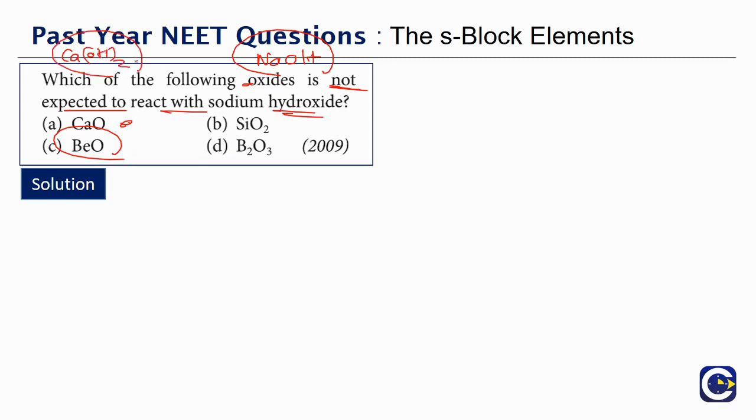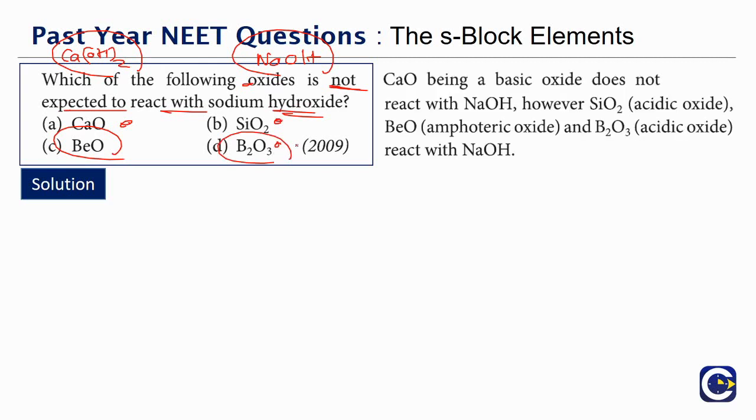So other than calcium oxide, all others will react, because the beryllium oxide is amphoteric, so it will react with bases. Silicon dioxide is acidic, mild acidic. B2O3 is also acidic. Okay, so the correct answer is what? CaO, because it is a basic oxide. It will not react with NaOH. SiO2 is acidic. BeO is amphoteric, which means it will be reacting with both acids as well as bases. B2O3 is also acidic in nature, so they will be reacting with base.